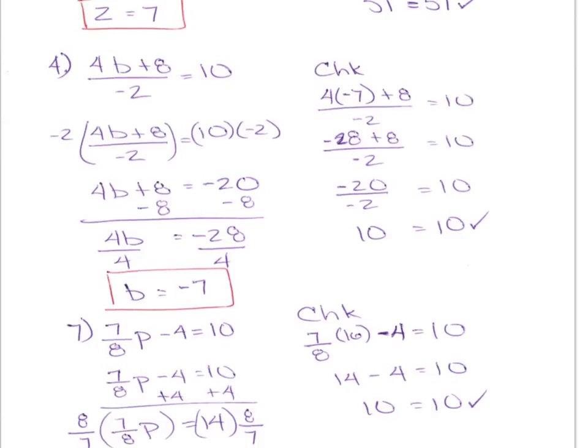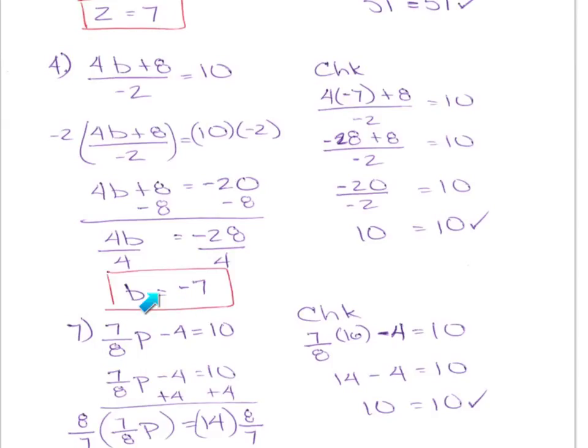We want b by itself, so we're going to subtract 8 from both sides so that we can cancel that plus 8 right there. So now we're left with 4b is equal to negative 20 minus 8 gives you negative 28. To get b by itself, we divide both sides by 4. You're going to end up with b is equal to negative 7.